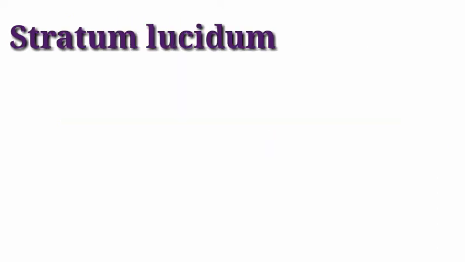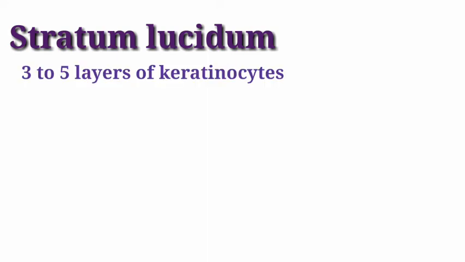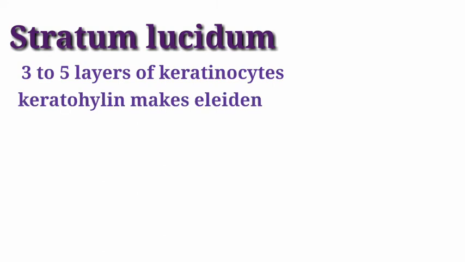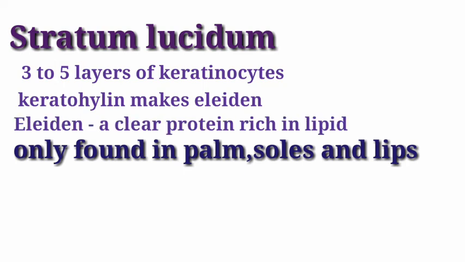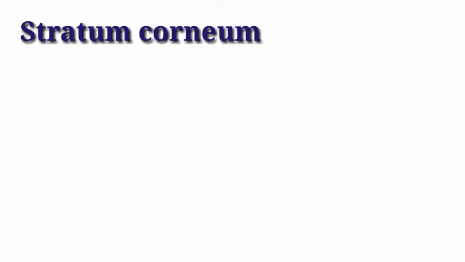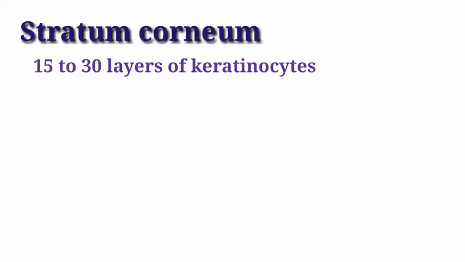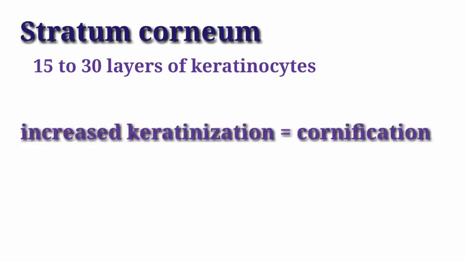Above granulosum is stratum lucidum. It is also made up of 3 to 5 layers of keratinocytes. The leftover keratohyalin migrates up and forms eleidin, which gives a transparent and lucid appearance. At last, the topmost layer, stratum corneum, is composed of 15 to 30 layers of keratinocytes. This increased keratinization is also called cornification.